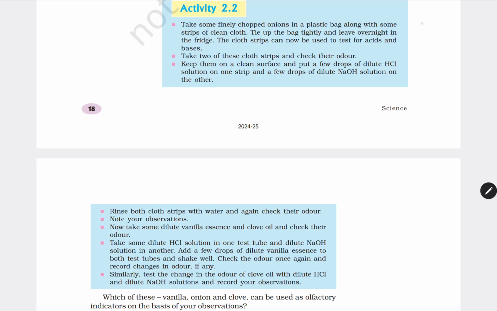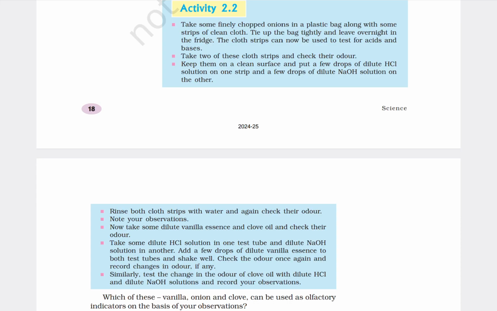In this activity 2.2, basically to identify acids and bases using olfactory indicators. Here we are using vanilla essence, onions and clove oil. These act as olfactory indicators, which change their smell in acidic and basic media. This is the activity. So here what are the materials that we are using? Cloth strips soaked with vanilla essence, onion extract or clove oil, anything you can take.